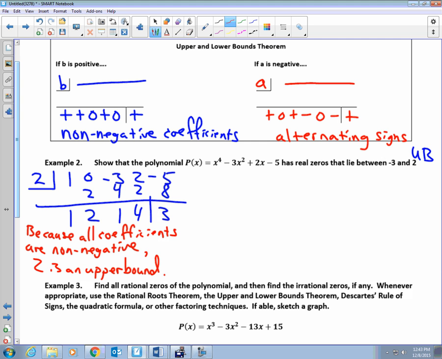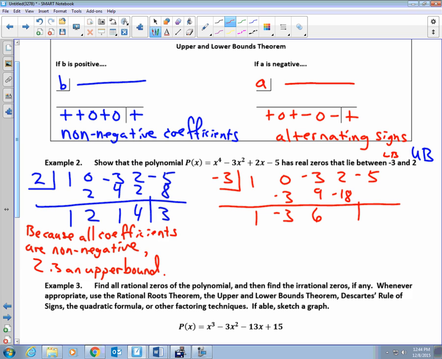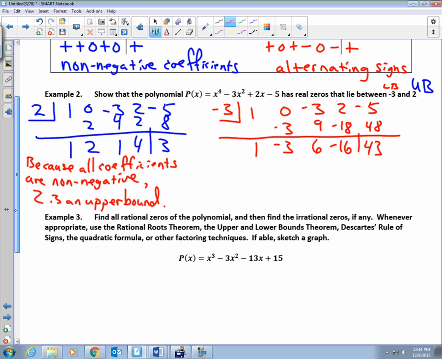So in this problem, the lower bound would be -3. So I plug in -3. I run it through and I get 1, -3, -3, 9, 6. And what do you notice about my coefficients as a result?